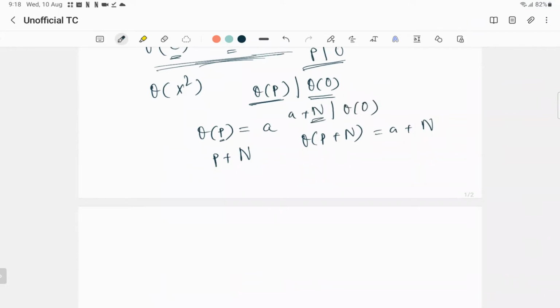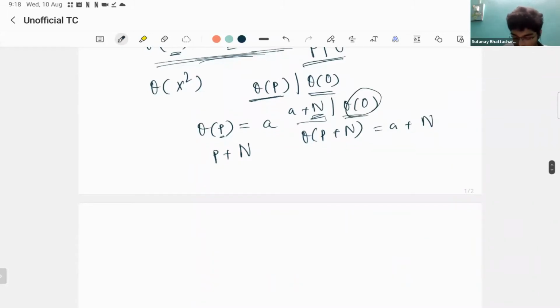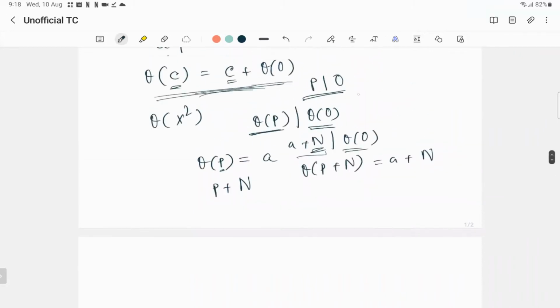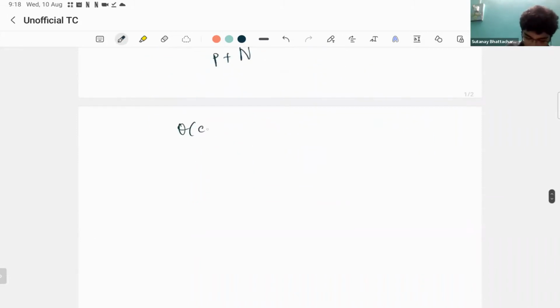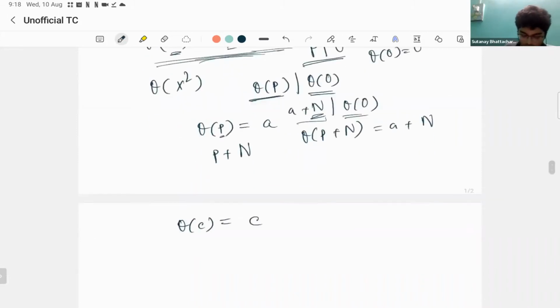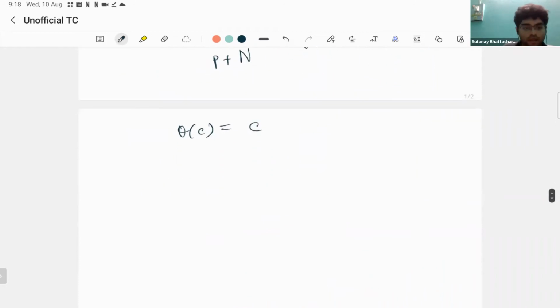There are infinitely many such things. So what this is essentially saying is, no matter how big an integer you choose, it always divides theta of 0, and since this is some integer, there's only one integer that fits the bill. I guess theta of 0 is equal to 0 then. Excellent. So we have figured out theta of c is equal to c for all constant polynomials. That's progress.